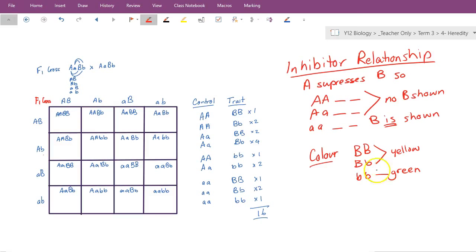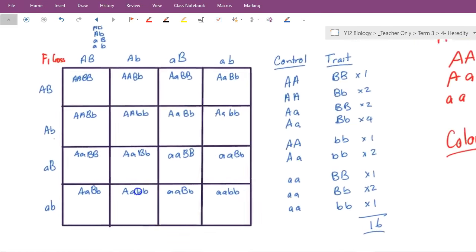So you can have these green and yellow versions of your alleles, but if A has any dominant letters, it will make a protein that stops B from even showing itself. So let's have a look at our little dihybrid crossover here.